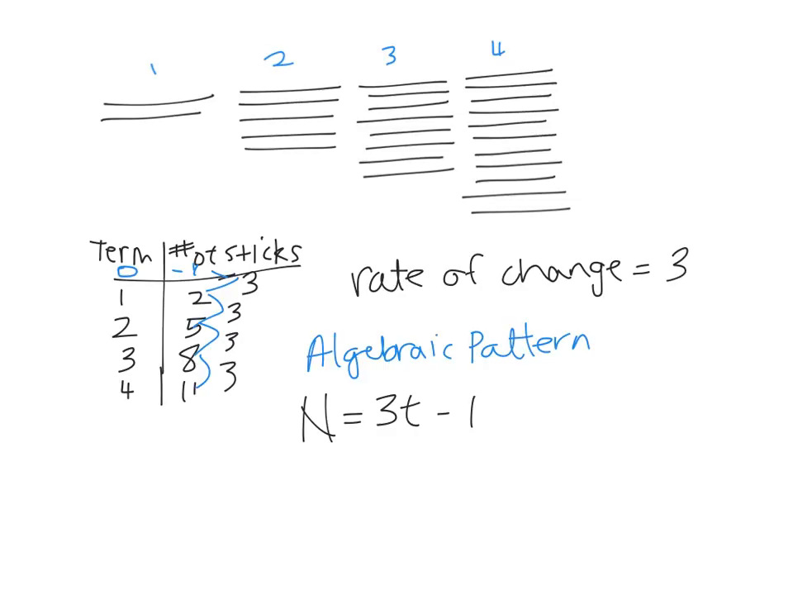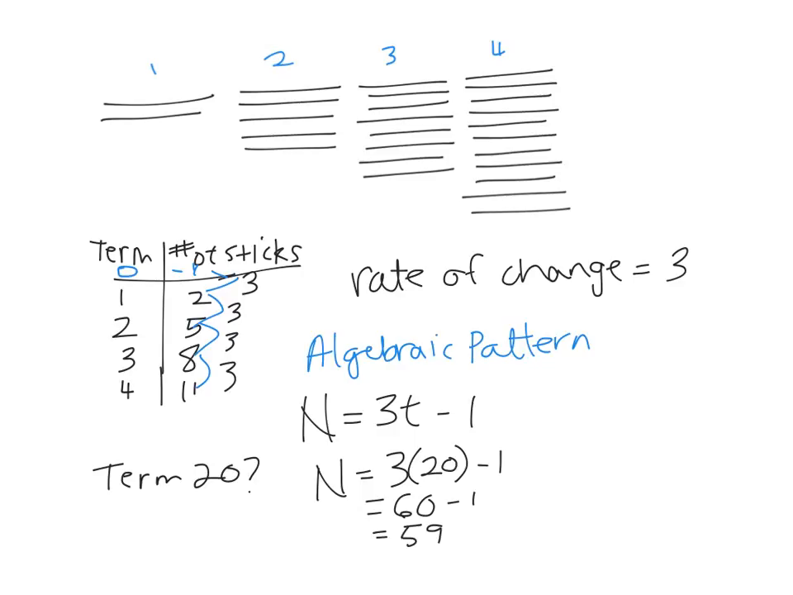Now, what if it said if you were at term 20, how many sticks would you have? Well, then you just need to plug 20 into the equation. N equals 3 times 20 minus 1 equals 60 minus 1 equals 59. You'd have 59 sticks at that point. Okay, so this is just finding a pattern, and then using the pattern to find the equation, and the rate of change, and then we use basic substitution when we were given the term and we need to know the number of sticks.